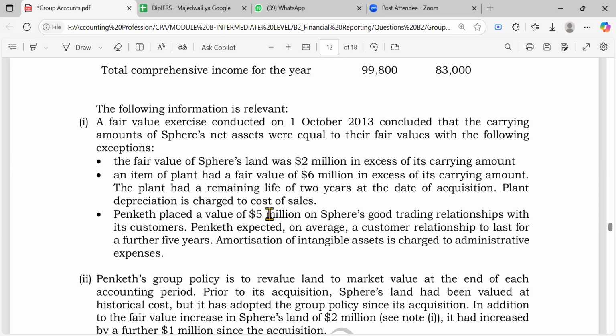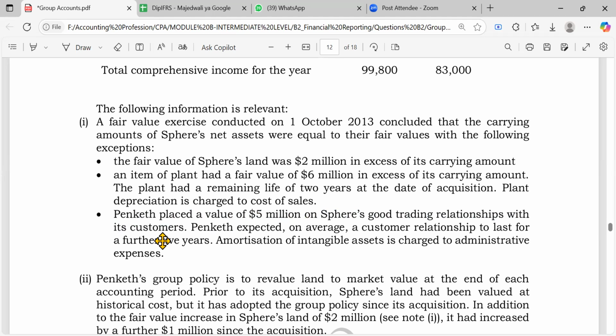Pancake placed the value of $5 million on Sphere's good trading relationships with its customers. You know, customer relationship is an intangible asset. When you have a good customer relationship with the customers, it would bring more value to your company because it would be easier for you to sell goods, right? The customers will build your reputation. Can you hear me? Yes, I can hear you. Okay, so we are told Pancake expected on average a customer relationship to last for a further 5 years.